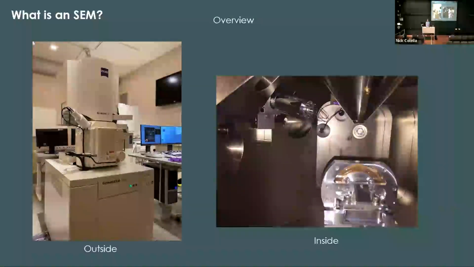So this is an example of what one of our instruments looks like. This is our SEM14, the Gemini SEM 560. That's our highest resolution tool. So both the outside and what it looks like on the inside.